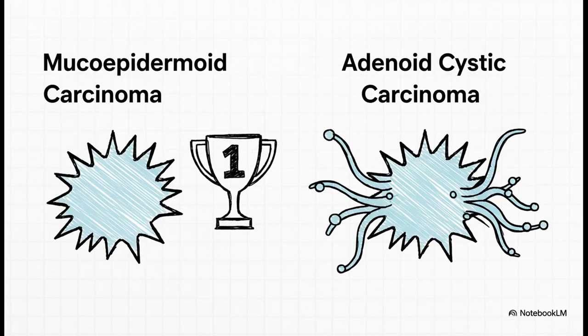So who are the main bad actors here? Well, the most common malignant tumor is called mucoepidermoid carcinoma. But maybe the most sinister one is the adenoid cystic carcinoma. Why? Because this one has a nasty habit of invading nerves. It's called perineural invasion, and it means the tumor literally likes to track along nerve pathways, which makes it incredibly difficult to treat.